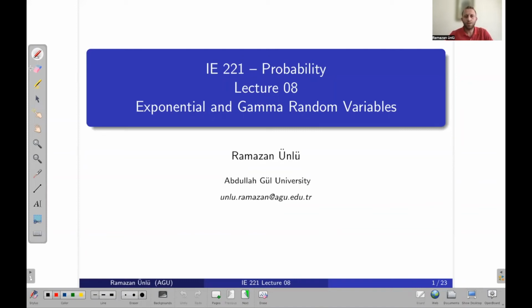And in this lecture, we will cover exponential and gamma random variables. So far, we have seen a few random variables and corresponding distributions, and exponential and gamma are also among the important continuous variables and distributions.